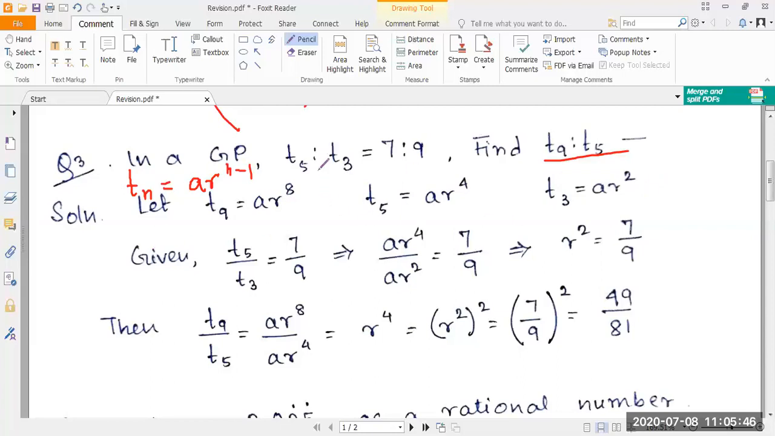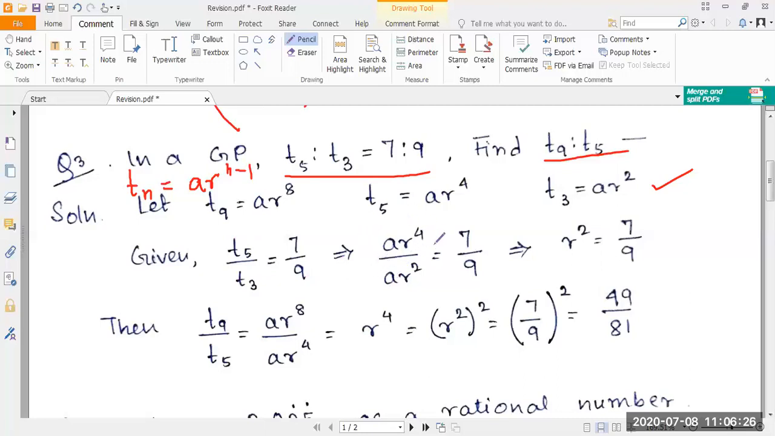So these three are the terms that we are interested in based on the sum that we have. Now what they have given us is T5 is to T3 equal to 7 is to 9. So that is what I'll try to use to deduce what I have. So I have T5 by T3 equal to 7 by 9 as per the sum. Next, I replace T5 with A r to the power 4. That's the general form of the fifth term of the GP series. And I replace the third term with its general form A r squared.